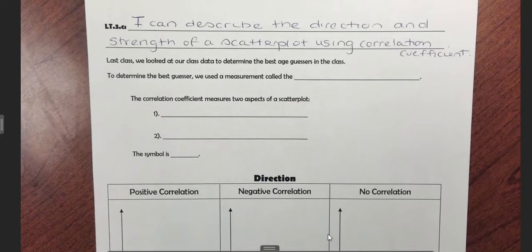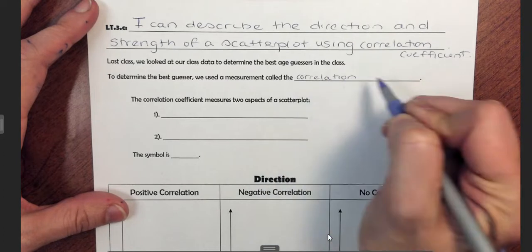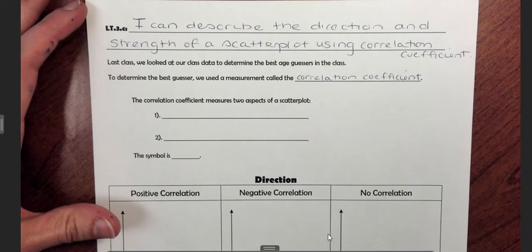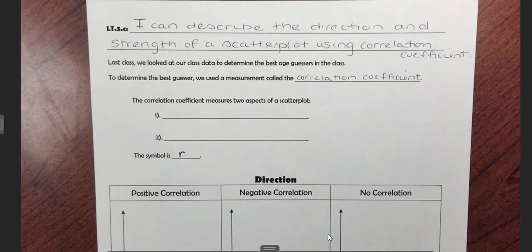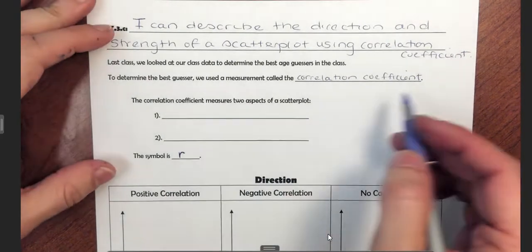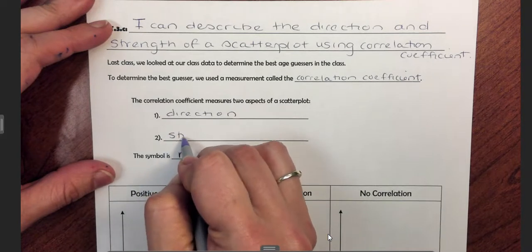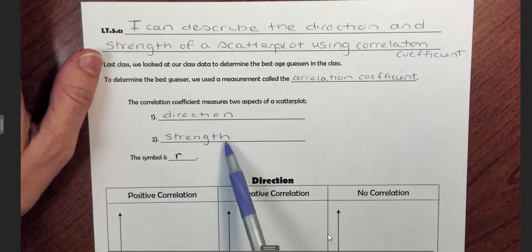So last class we looked at the class data to determine who the best guesser was. And the way we figured out the class's best guesser is by looking at something called the correlation coefficient. So to determine the best guesser, we used a measurement called correlation coefficient. And if you recall from the other class, the symbol for the correlation coefficient was R. So correlation coefficient is helpful for two reasons. One, it measures the direction of the scatter plot, and it also measures the strength. So that R value that Desmos gives us tells us two things about the scatter plot.